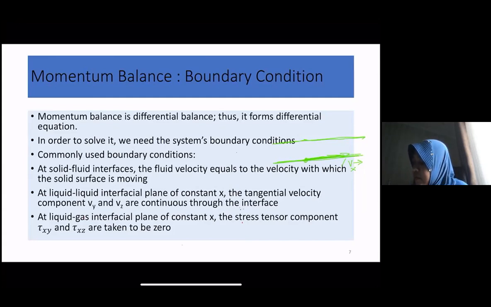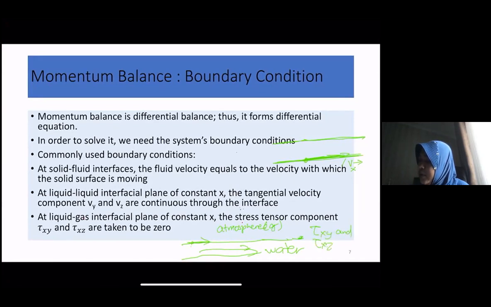For example, you have water flowing, and this is the atmosphere, gas. So the tau xy and tau xz would be equal to 0 at the surface of the water, because at the gas and liquid interface, the stress tensor component would be taken to be 0. That would be one of the boundary conditions.